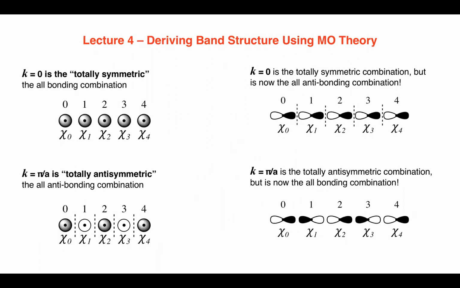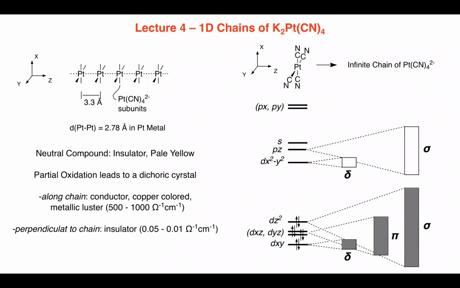Okay. All right, so I've said this a million times, one more time. The K equals 0 solution is the totally symmetric combination of component functions. That gives you an anti-bonding wave function if you're starting with p's. It gives you a bonding wave function if you're starting with s's. Pi over a is the opposite. Okay? So let's do a more complicated example.